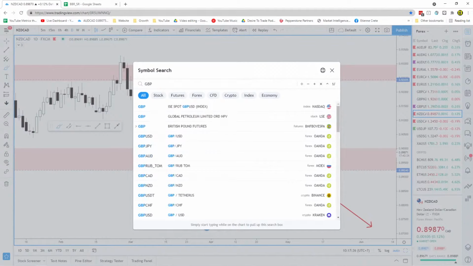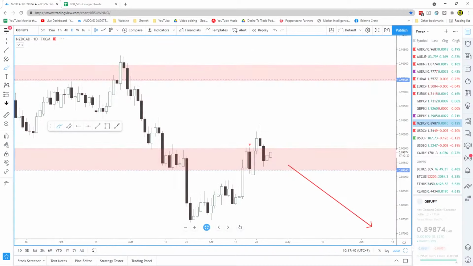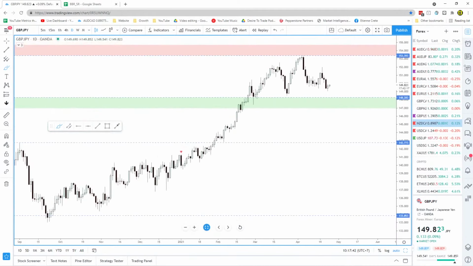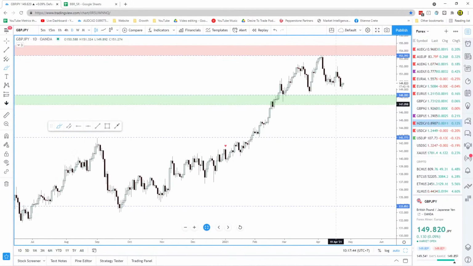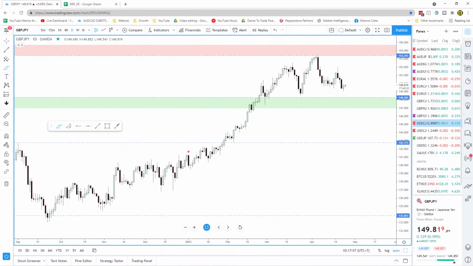I've covered this one last week, I believe. Let me see. Okay, yeah, this pair, like we said last week, is still within the range. So I said I want to have price hit this support here at 148, or the resistance at 154. Now in between, it's really hard to swing trade this pair because it's between a range, just going up and down, up and down.